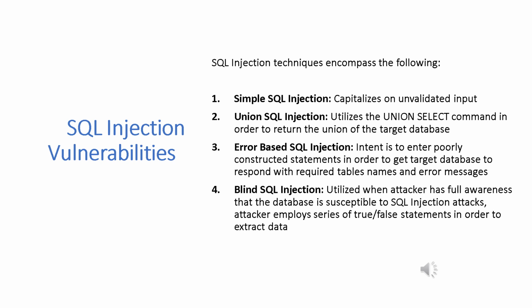SQL injection techniques include the following. Simple SQL injection capitalizes on unvalidated input. Union SQL injection utilizes a union select command in order to return the union of a target database. Error-based SQL injection. The intent is to enter purposely constructed statements in order to get the target database to respond with required table names and error messages. Blind SQL injection is utilized when the attacker has full awareness that the database is susceptible to SQL injection attacks. Attackers employ a series of true and false statements in order to extract data.